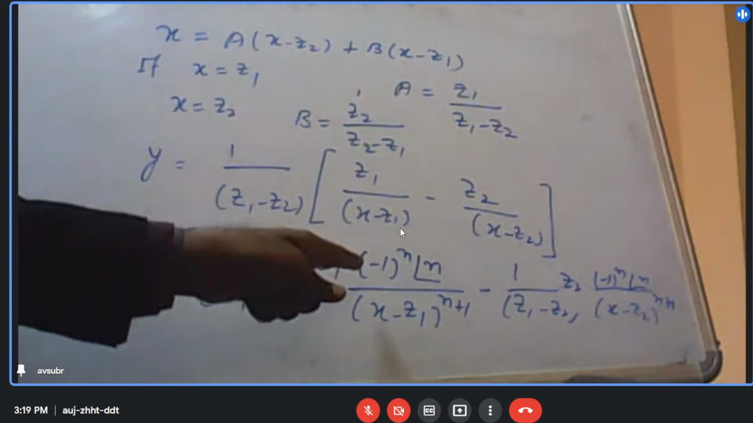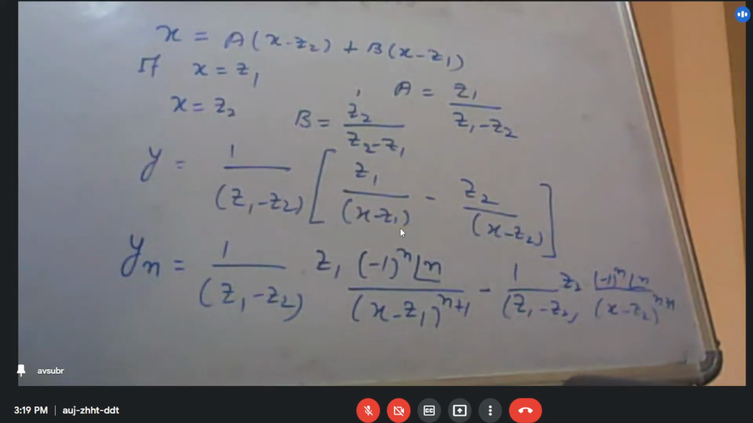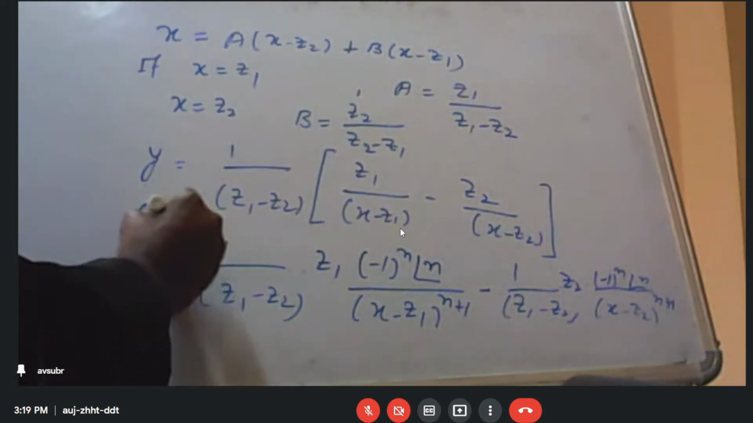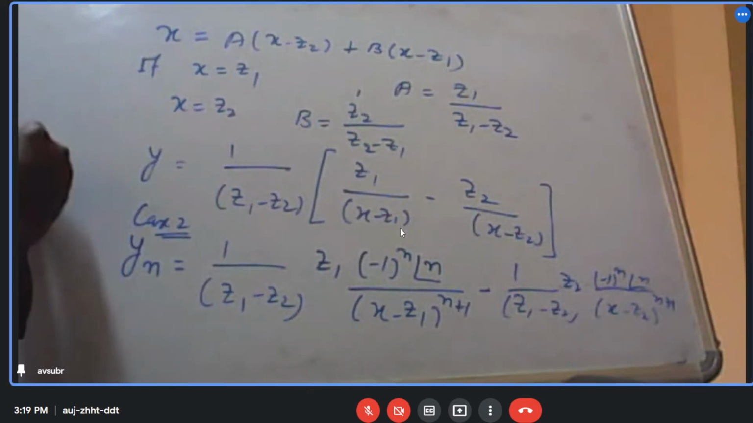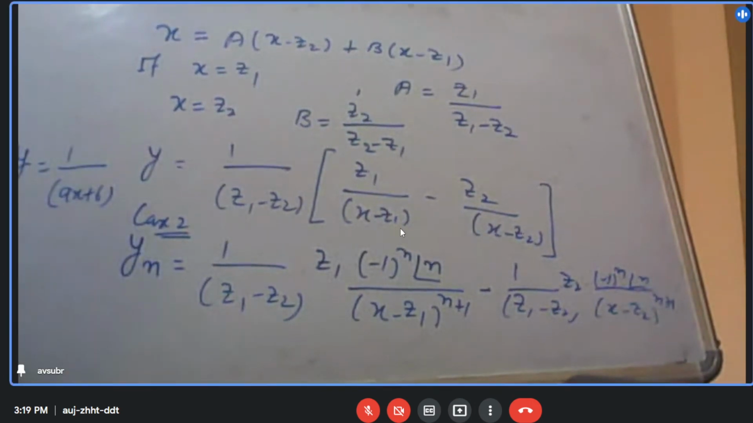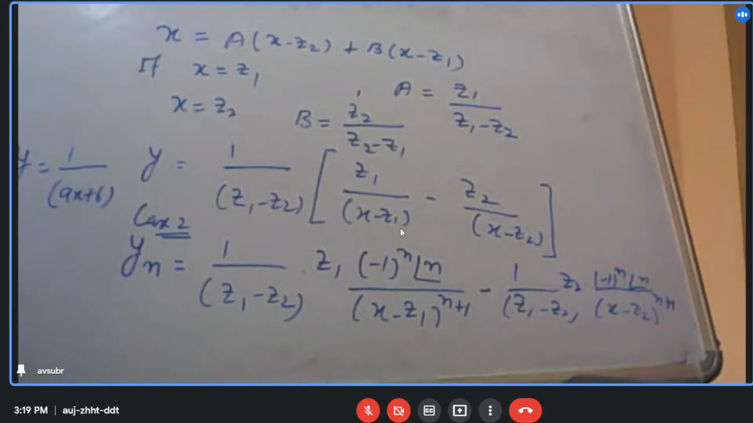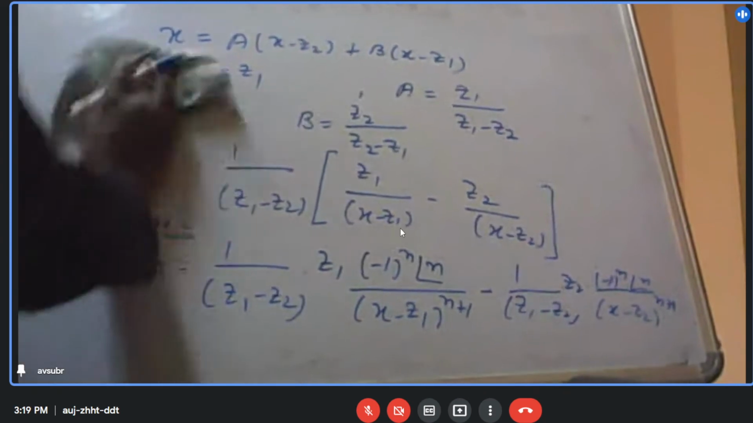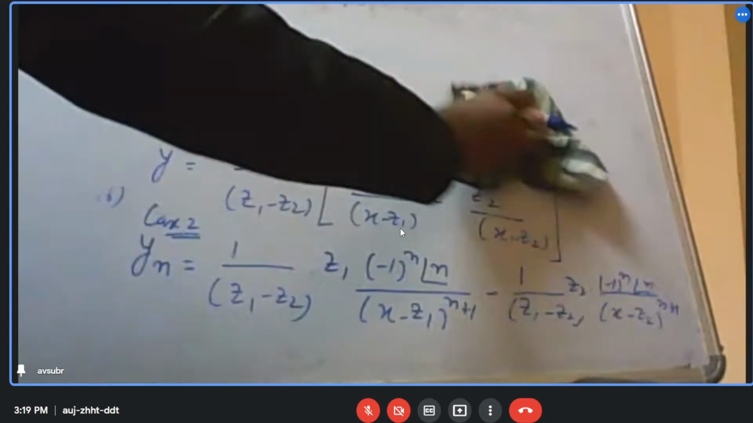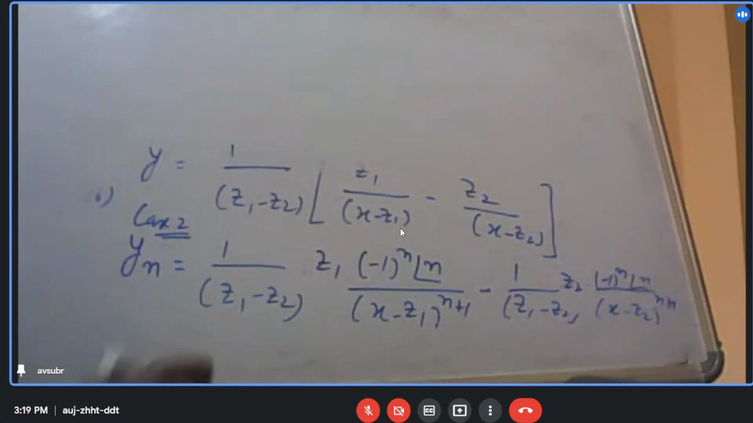Clear? Which rule have we invoked here? From case 2. What was that case 2? Nth derivative of 1 by ax plus b. That rule we have invoked here. So now you can see that once we simplify it, we can find the nth derivative. Now we have to further simplify it.